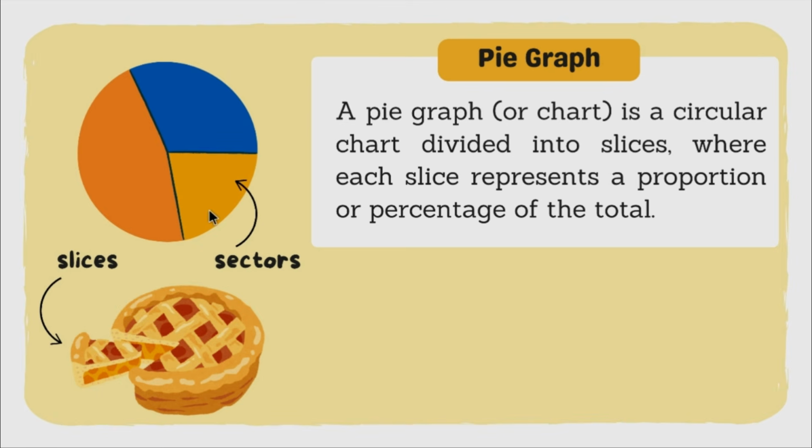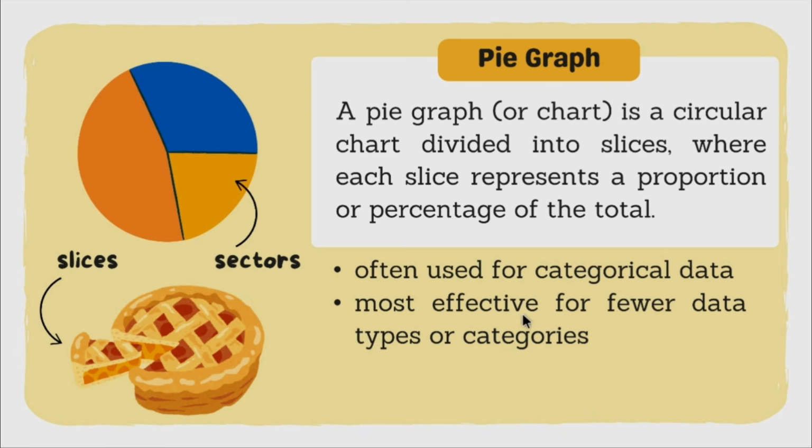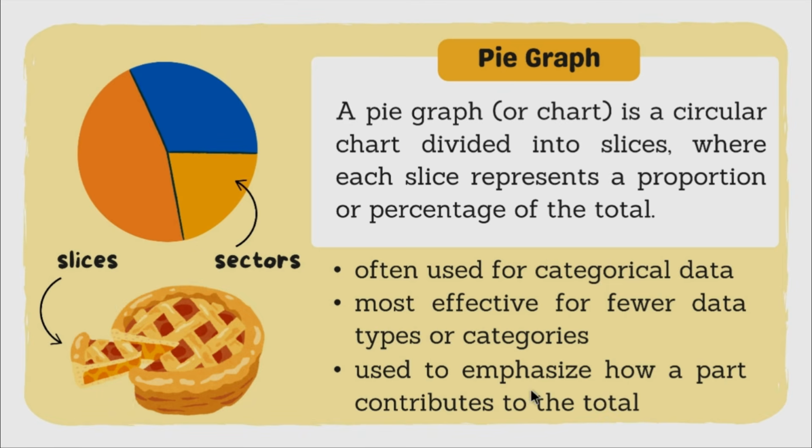So here there are three slices or three sectors. It represents the division of the entire population. Kaya it is often used for categorical data. No? What else? Most effective for fewer data types or categories. Kung masyado na pong madami yung slices, hindi na po masyadong effective. Ano pa po? It's used to emphasize how a part contributes to the total. Okay, yun po yung number one na gamit ng pie graph. Meron pong relasyon yung bawat slice sa buong population or yung kabuuan po ng ating data.